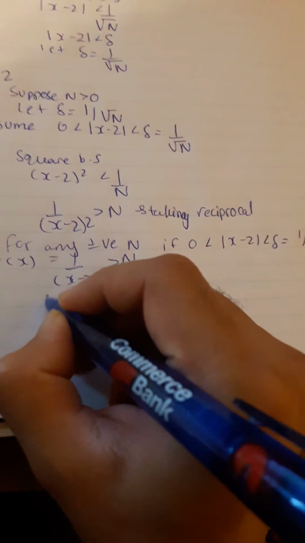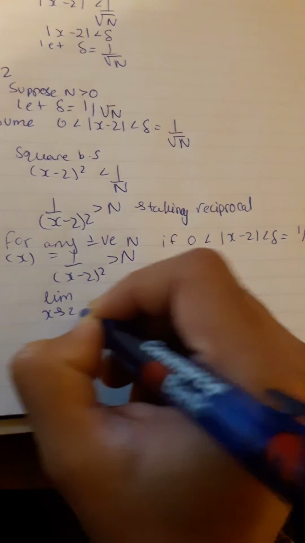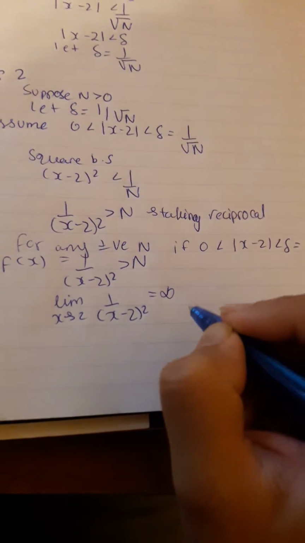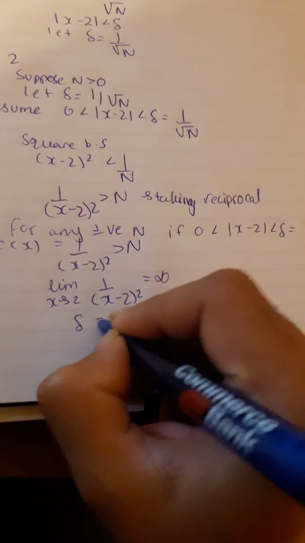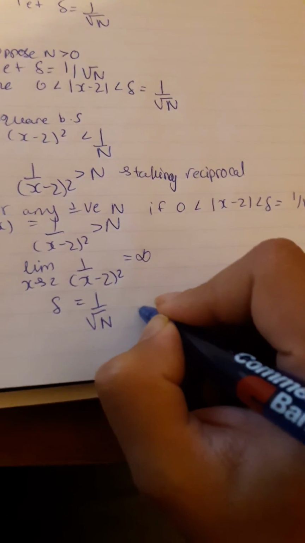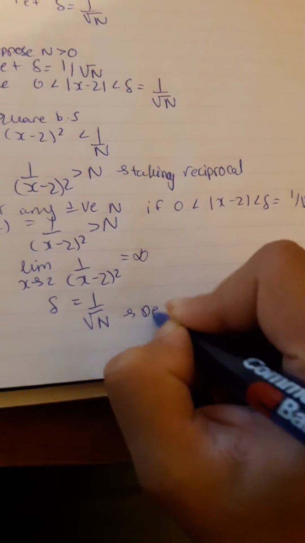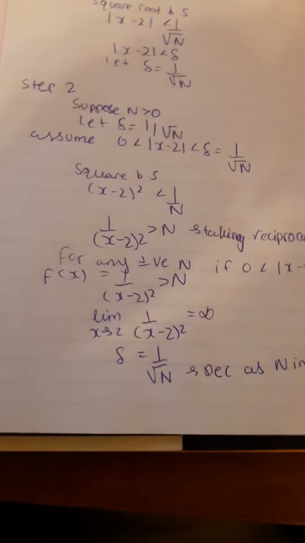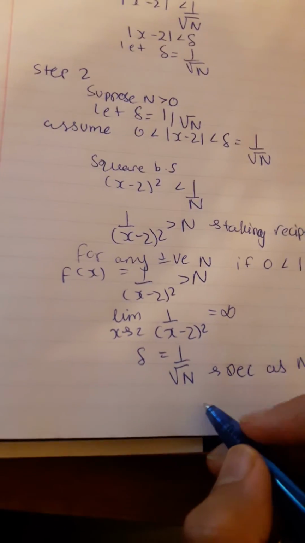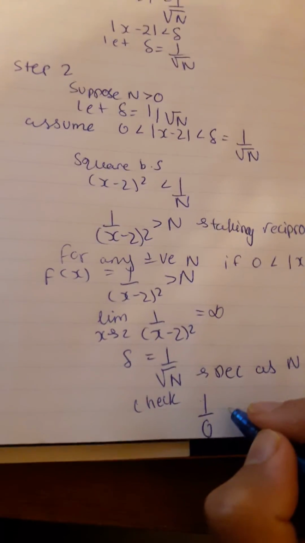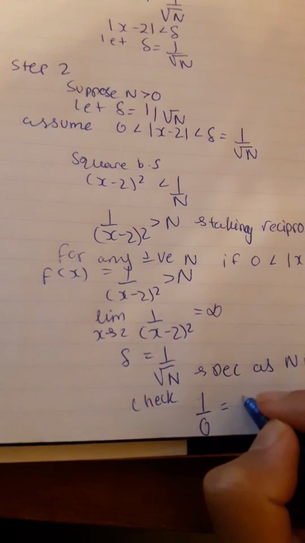It follows that the limit as x approaches 2 of 1 over (x minus 2) squared equals infinity, because delta equals 1 over the square root of n, and this will decrease as n increases. Hence proved. And for a check, you could simply plug in 2, which would equal 1 over 0. And we know that anything divided by 0 is equal to infinity.